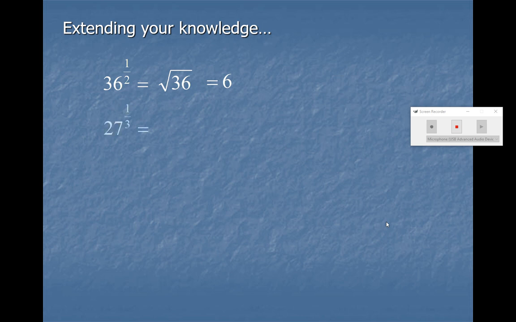27 to the 1/3. What root number does 1/3 become? Anytime you see a fraction, a rational number up there, you're thinking, oh, this is a root, actually. It's technically a root. What root is it? 3. So it's the 3rd root, or the cube root if you want.